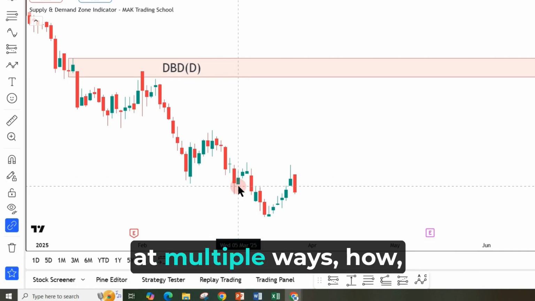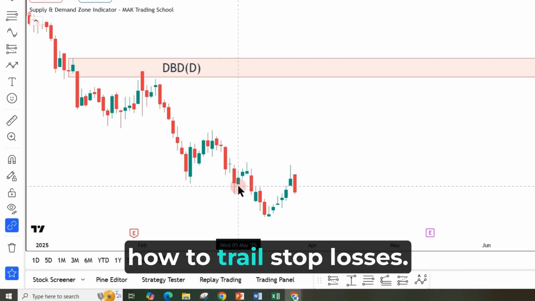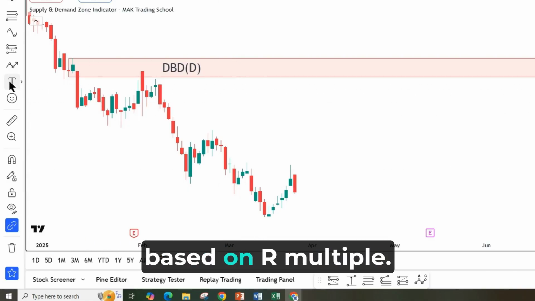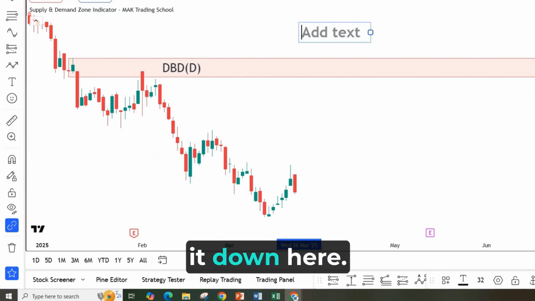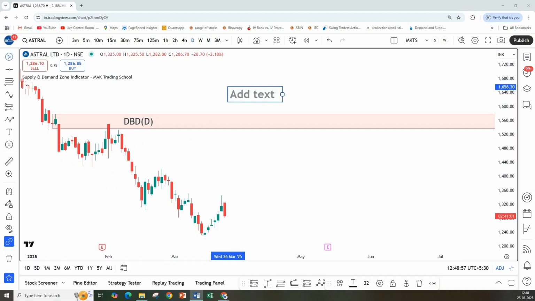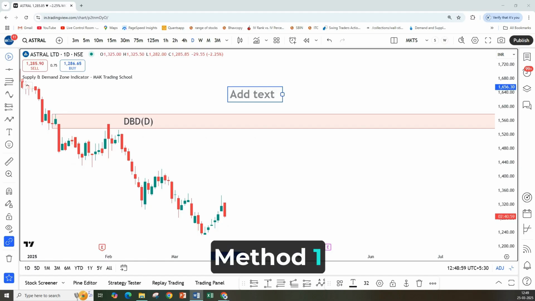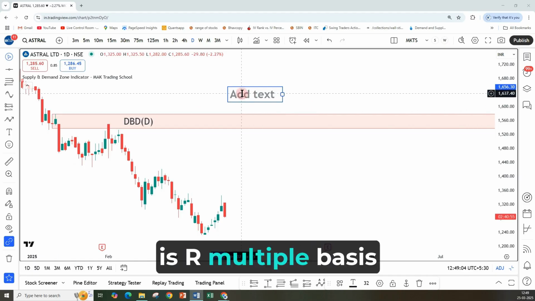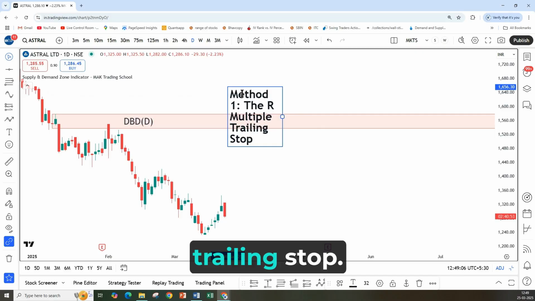So we are going to look at multiple ways how to trail stop losses. The first method is based on R multiple. So let me just write it down here. Method 1 is R multiple basis trailing stop.